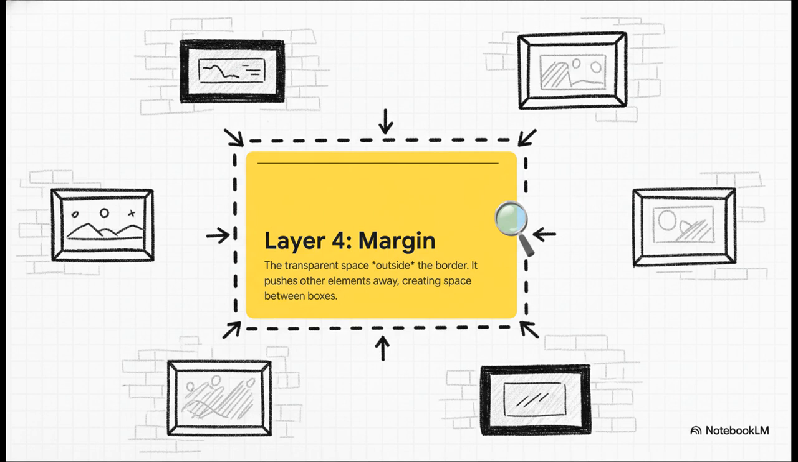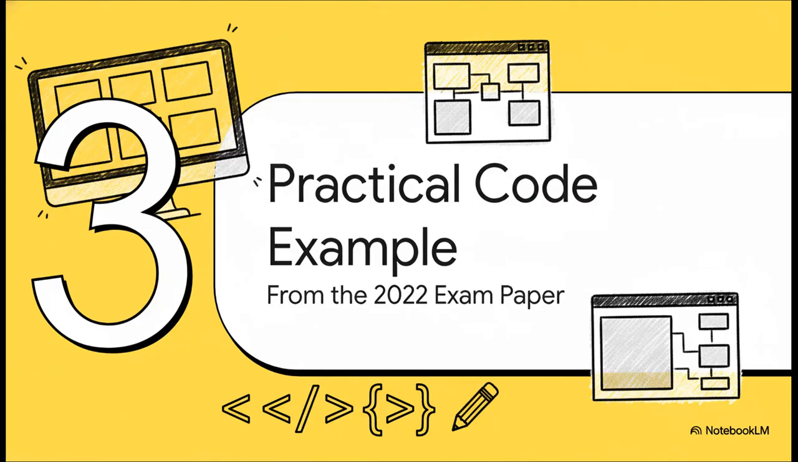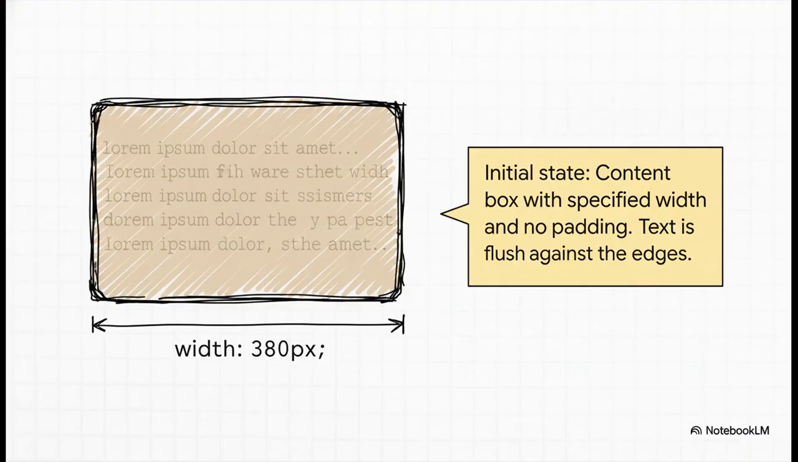In our analogy, it's the empty wall space separating one picture from the next one. Okay, theory is one thing, but let's actually see how this works in real code. We're going to build up an element layer by layer, and we'll use the exact specs from the 2022 Pearson EDEXCEL exam paper to make this as real as it gets. So here's our starting block. The 2022 paper asked for a text area that was 380 pixels wide with a beige background.